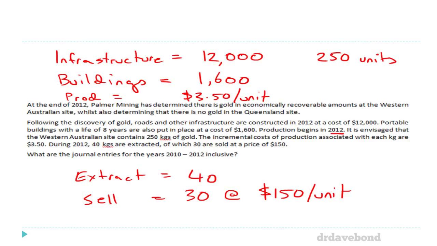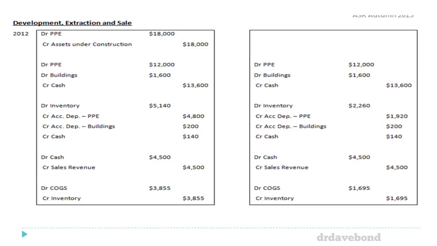So that's the additional information we've got. We've got some more development information around how much we spend setting the site up. We've got some extraction information: how much is in there, 250, how much we extract and how much we sell. All I've done is restate the information that was provided in the question. Now again, I'm going to focus on the left-hand side because the right-hand side will then flow really easily from that.